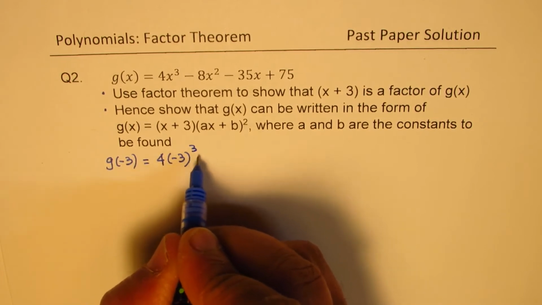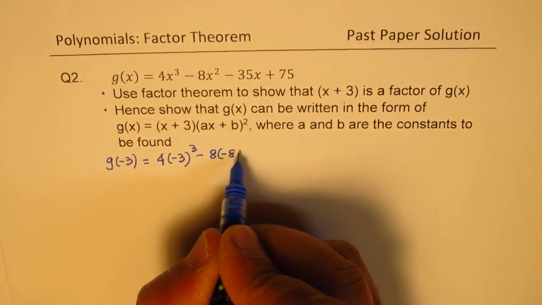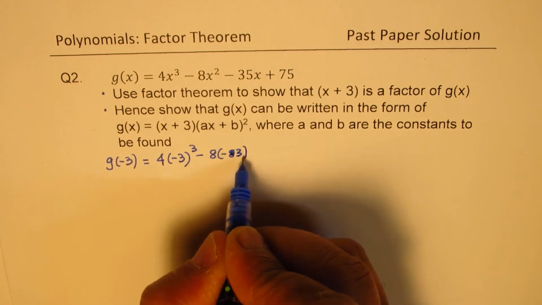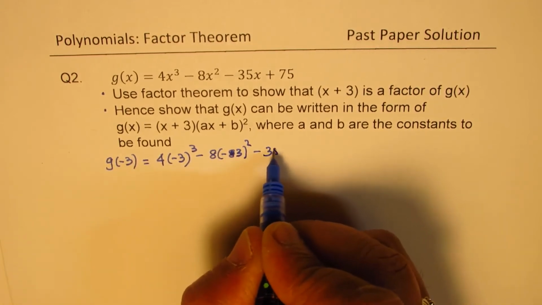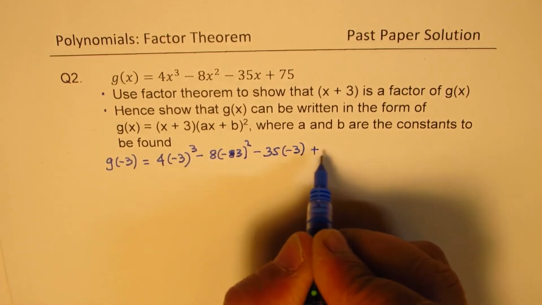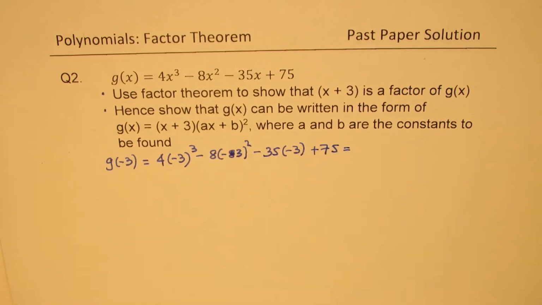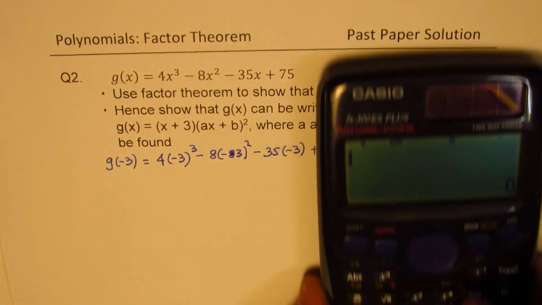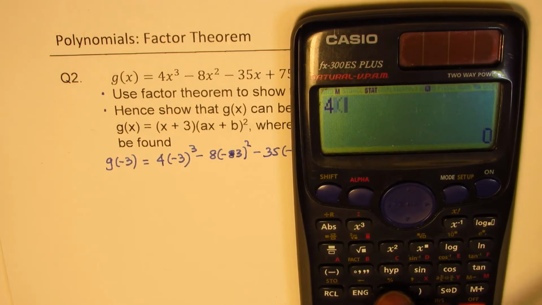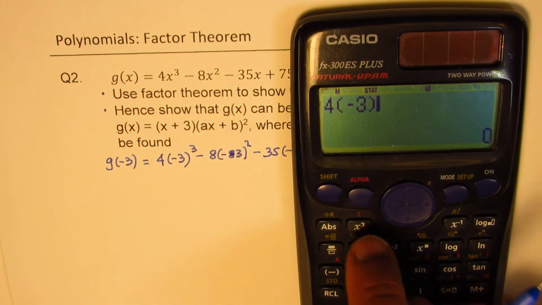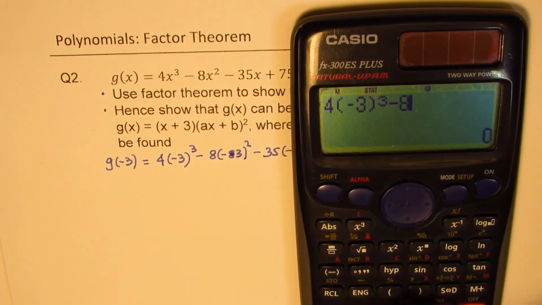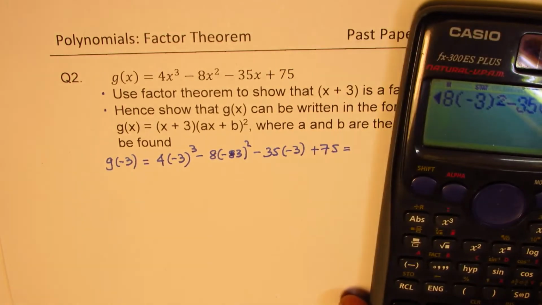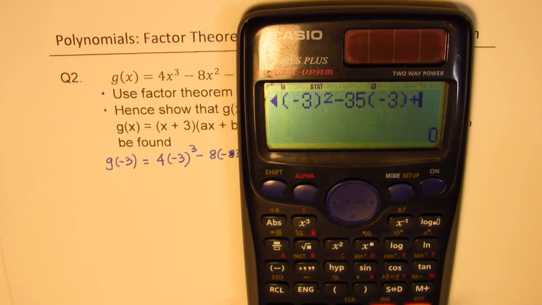So what do we get? We'll use a calculator to calculate this value. So let's write it down. So we have 4 times (minus 3) whole cube, minus 8 times (minus 3) whole square, minus 35 times (minus 3), and then the last term is plus 75, is equal to what?